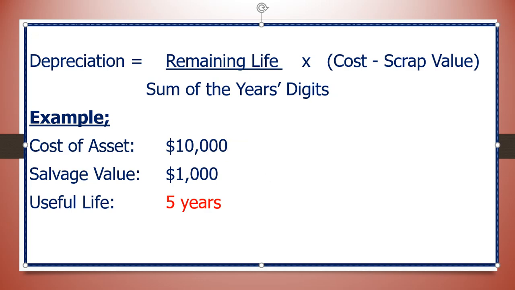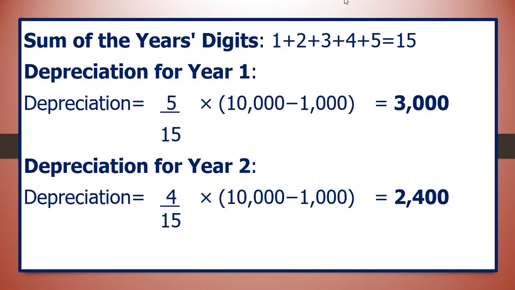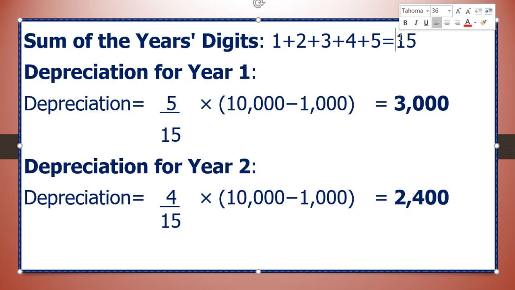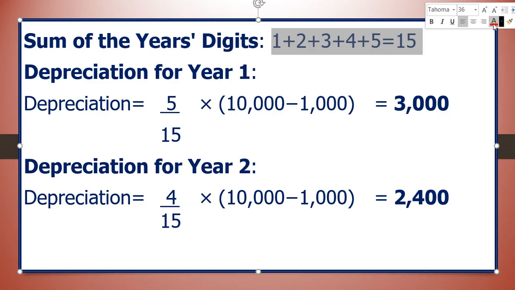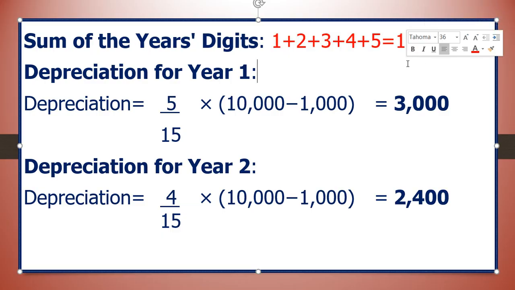So in this case, you can add. You get year 1 plus year 2, year 3, up to year 5, you get 15 here. Or you can use the other formula, n times n plus 1 divided by 2, n being 5. So 5 times 5 plus 1, which becomes 6. So 5 times 6 becomes 30, divided by 2 to get the 15 here. So that is the sum of digits.